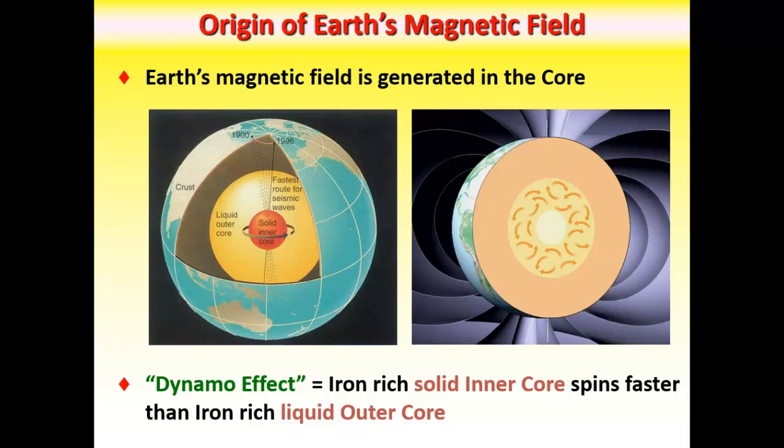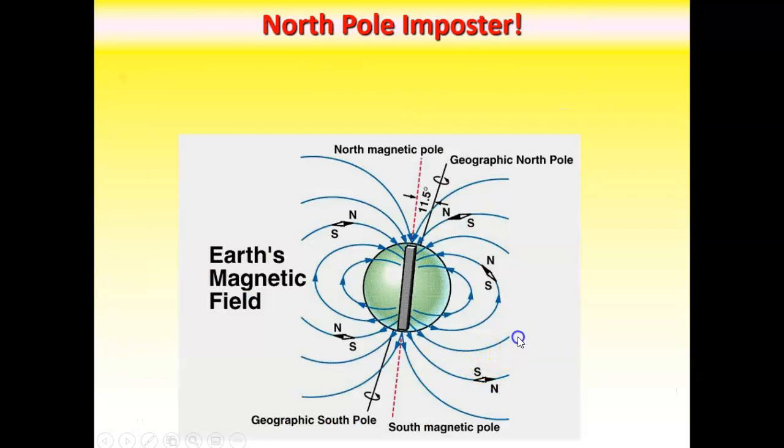And we can test this in the lab, you know, with different materials and iron-rich stuff and liquids and solids and say, hey, look, we did generate a magnetic field and it seems to match the density of the Earth and all the boundaries. But once again, we haven't sampled that. We haven't seen that, but that's the explanation for why we have a magnetic field.